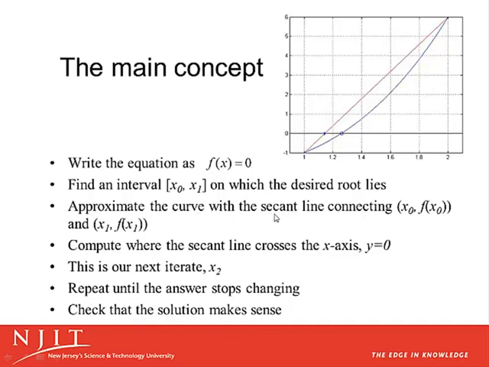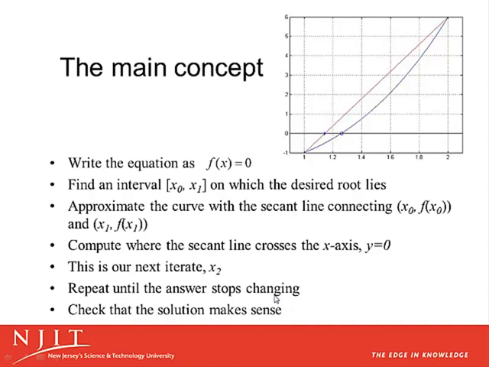We approximate the curve using the secant line connecting x0, f of x0 and x1, f of x1, as opposed to Newton's method where we would take, say, one of the endpoints and draw a tangent line. Now we take the 2 points, one on each side of the root, and we draw the secant line. We compute where the secant line crosses the x-axis, or let y equal 0. So we get this point over here where the secant line crosses the x-axis. And this is our next iterate. And we repeat until the answer stops changing.